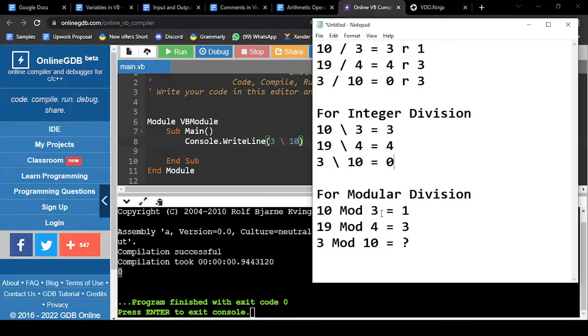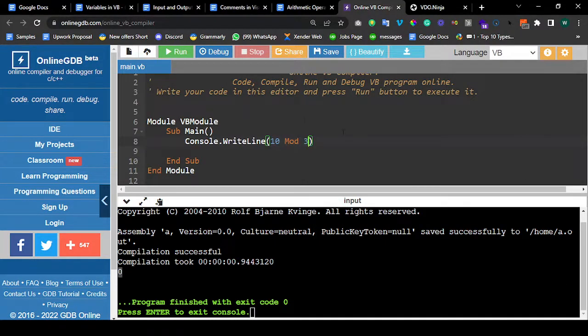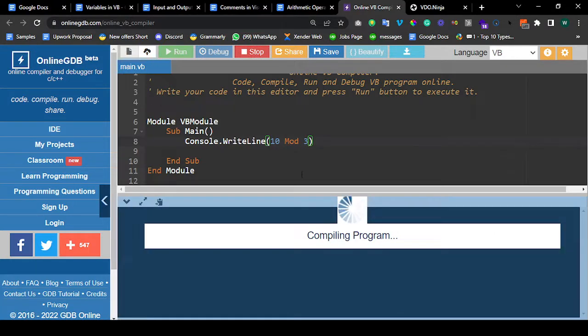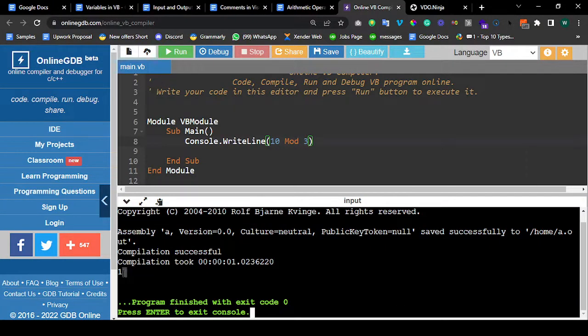So let's try the modular division. Copy and paste it, run. You see, I'm having one because 10 divided by 3 will be 3 point something. Now 3 times 3 is 9. You have one left. So that is the one that it is displaying over here.